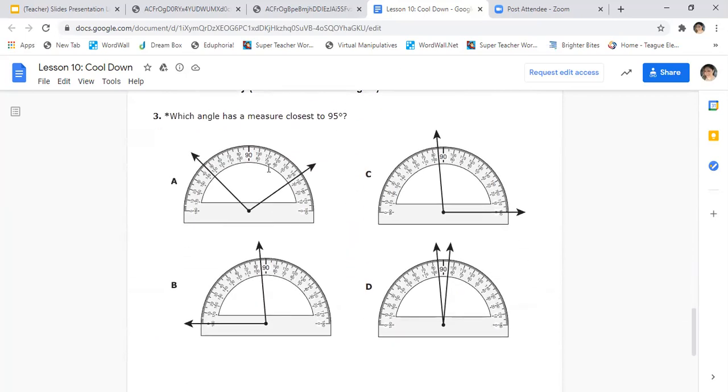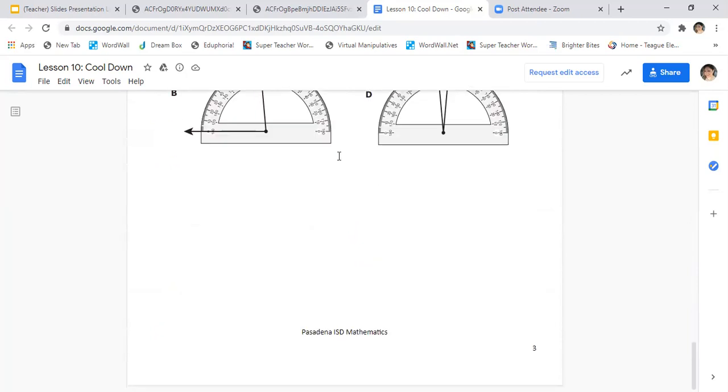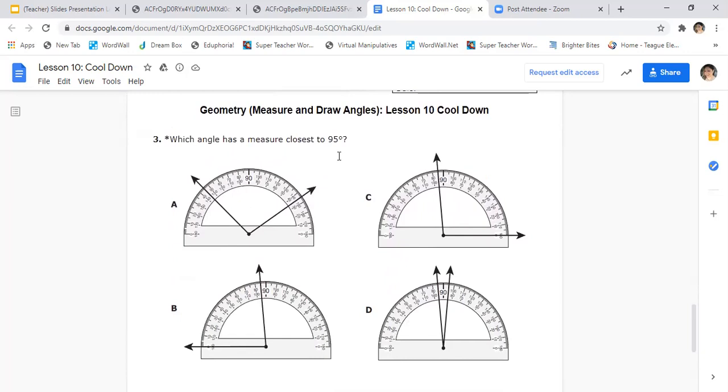Then you have this one right here that says which angle has a measure that's closest to 95 degrees. So that's going to be really close to 90, but nope, it's going to go 5 degrees more, make it obtuse. Which one measures 95 degrees? And that's it. So that's what you would turn in.